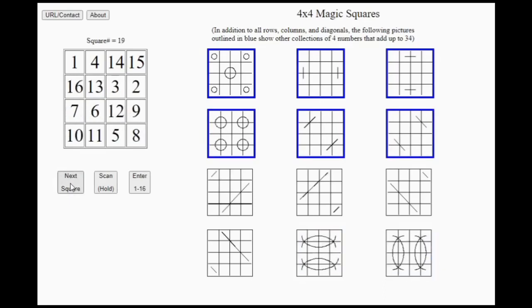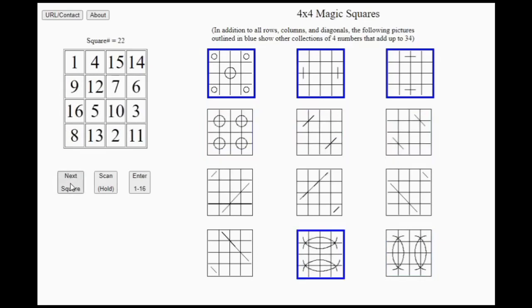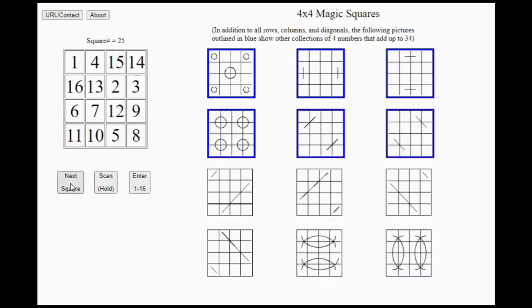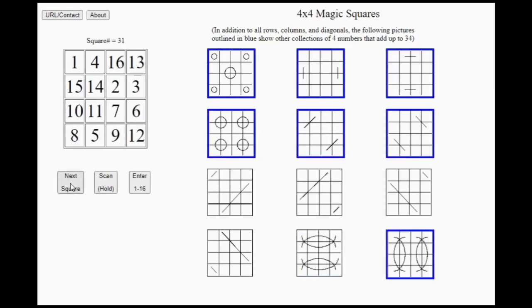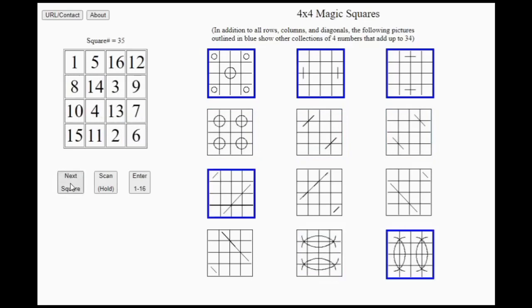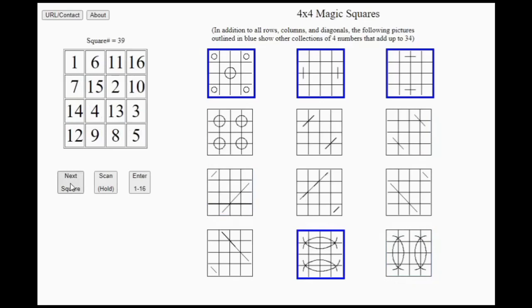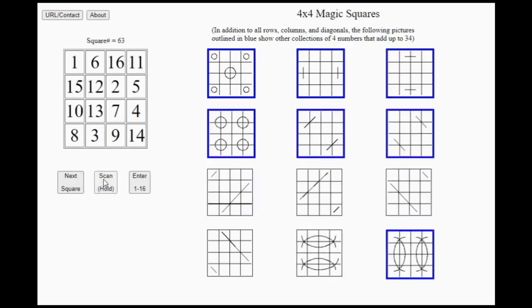While viewing, take note of the pattern characteristics of each square as shown by the highlighted patterns. The scan button can be used to scan through the squares so one can quickly get to the last square to determine the total count. Take a look.